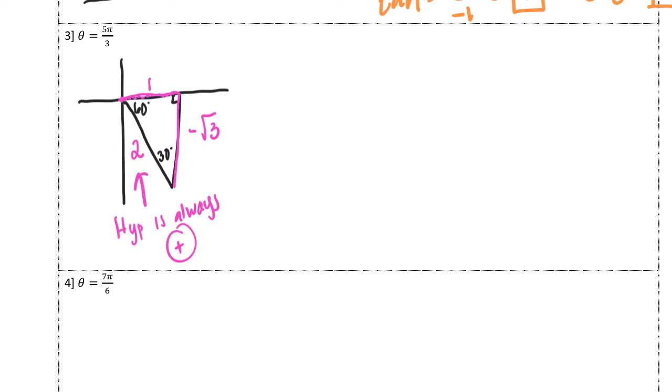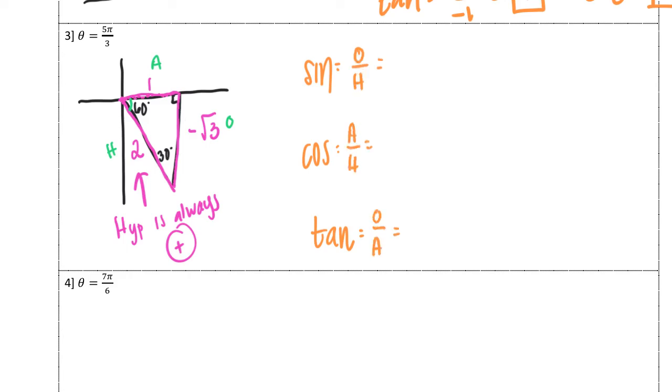Once you have those side lengths put on there, label your sides in regards to the reference angle. You have the opposite, you have the adjacent leg, you have your hypotenuse. And now you're ready to find your sine, cosine, and tangent. Pause the screen and try to fill those out on your own.